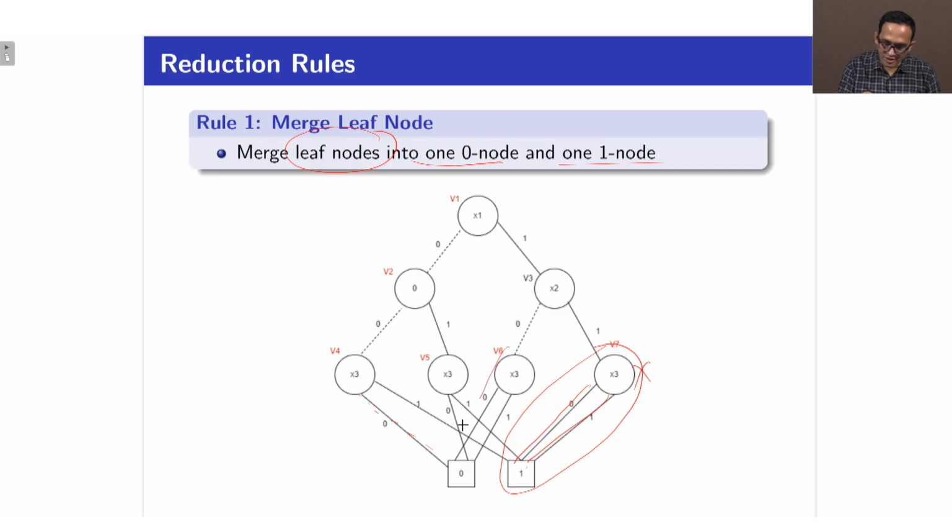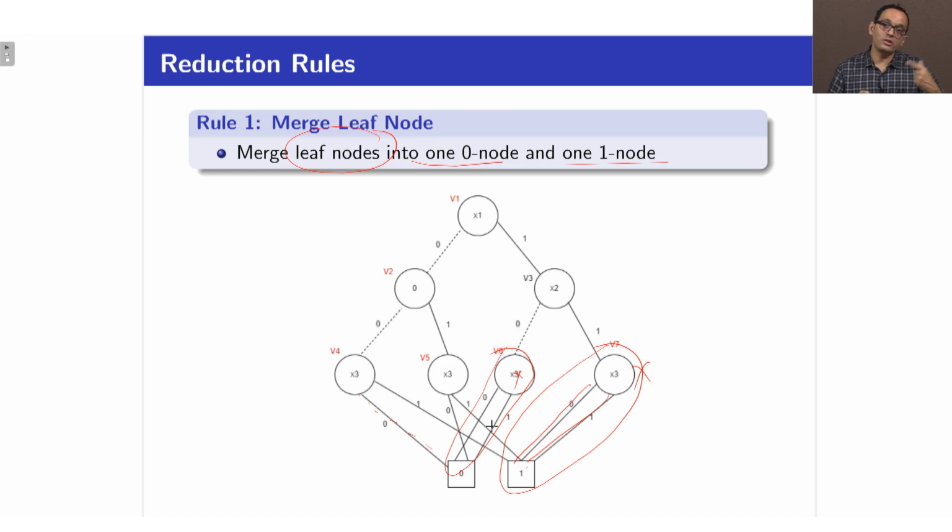Similarly, this case is also the same thing: whether the value of x3 is 0 or 1, the output will always be 0. So I do not need this node, right. This is my rule 2. Whenever I have a node where the left and right child point to the same node, this node is redundant. So I will remove this, I will remove this.